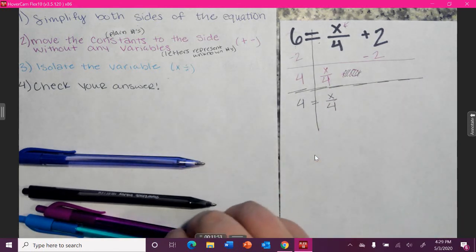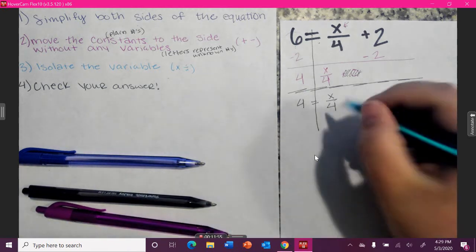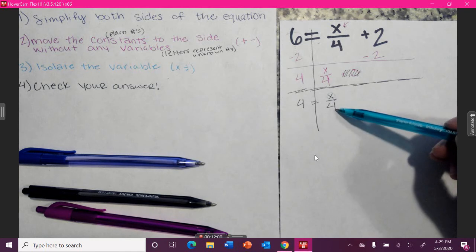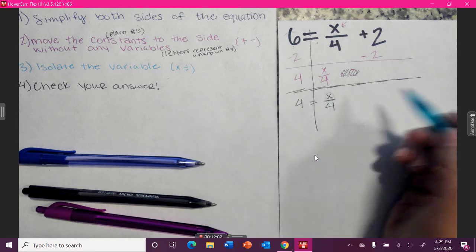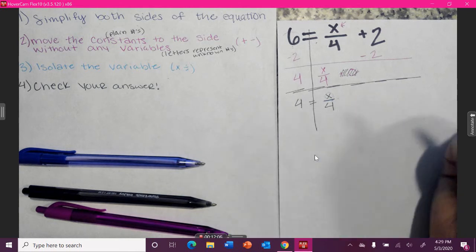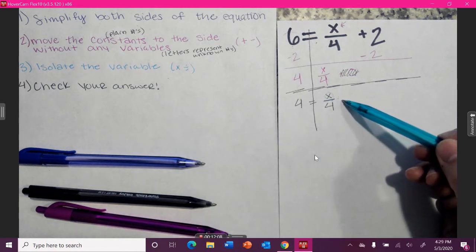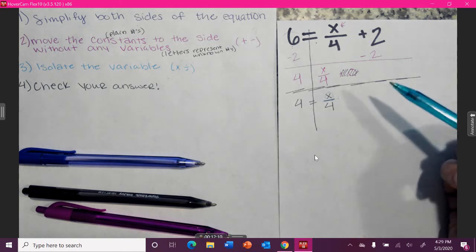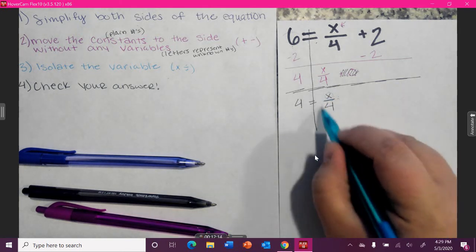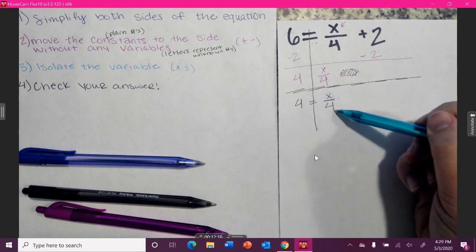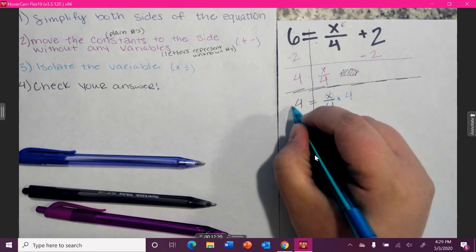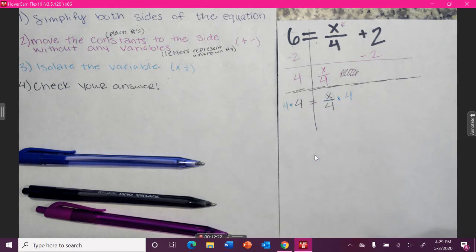Okay. Now I want to isolate the variable. The variable is x, and we have x over 4. This bar here is a division sign. So I want to do the opposite of division. The opposite of dividing is to multiply. I want x by itself, so I'm multiplying by whatever I divided by. I'm dividing by 4, so I should multiply by 4 on both sides of the equation.